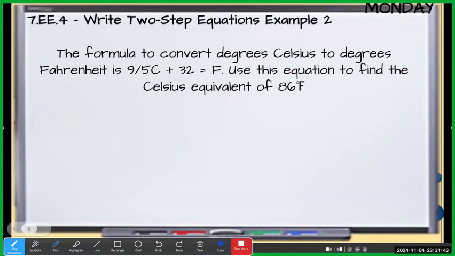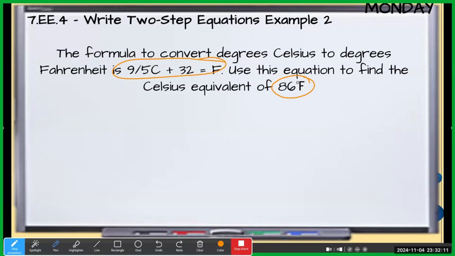The formula to convert the ratio is the degree Fahrenheit equals 9/5 C plus 32. Use this equation to find the Celsius equivalent. Good job, thank you. Two things that's important, the equation that they gave you, and then they told us 86 degrees Fahrenheit.